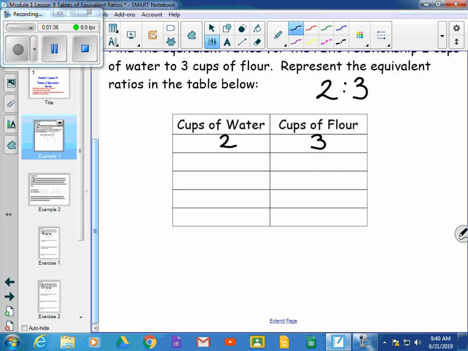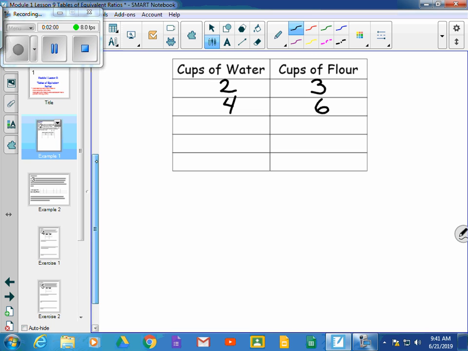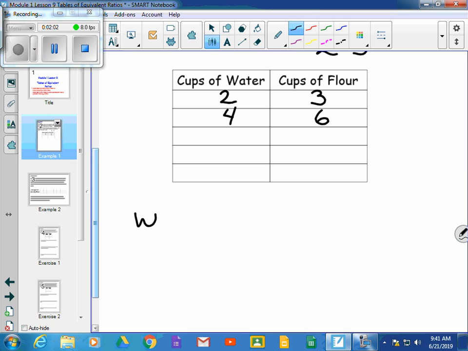I want to create equal ratios in order to get larger amounts but still have the same consistency of glue. So another ratio that I could do is 4 to 6. 4 to 6 equals 2 to 3. If I remember some of the other tools that I've used before, like a tape diagram, if I have water to flour, the original ratio was 2 to 3.